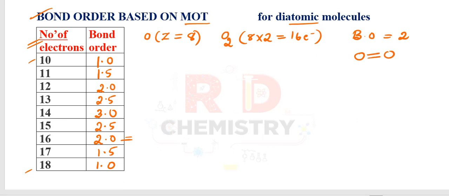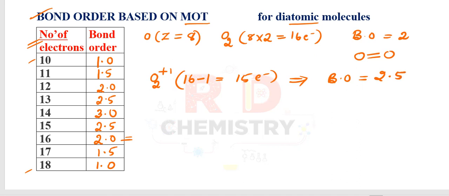Right? So let us go for O2 plus. In O2 altogether 16 electrons are there. Plus 1 means it has lost 1 electron, minus 1. So therefore there are 15 electrons. If it is 15 electrons, then the bond order from the list should be equal to 2.5. Correct? Right?